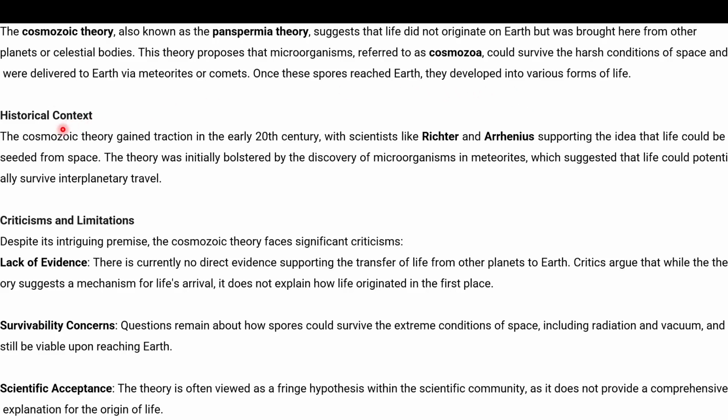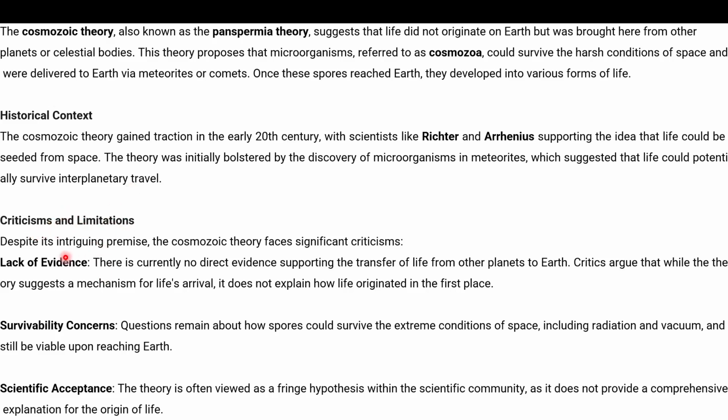This theory gained traction in the early 20th century, when Richter and Arrhenius strongly supported the idea of panspermia, that life could be seeded from space. It was initially strengthened by the discovery of microbes in meteorites, which eventually strengthened this cosmozoic theory, and suggested that life could potentially survive interplanetary travel.